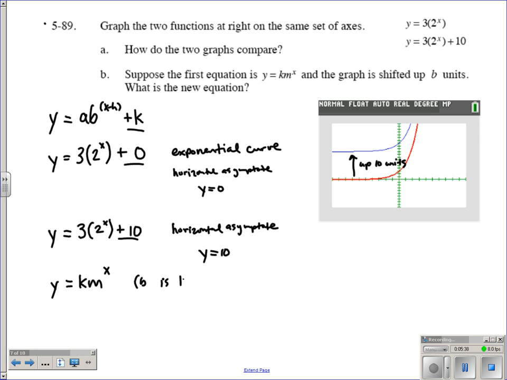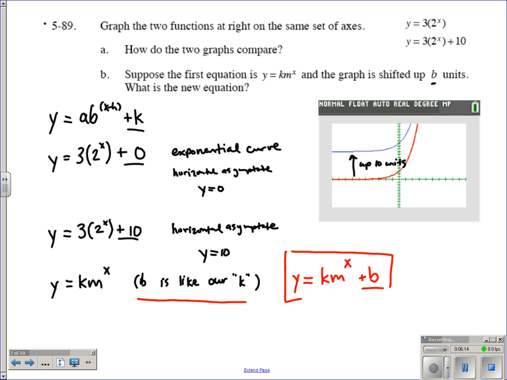I should say it's this b. B is like our k. So that means it's going to go up b units. So our new equation should end up being y equals k times m to the power of x plus b, because it's going to shift it up b number of units. There's our answer for part B. Part A, it's going to shift it up 10 units.